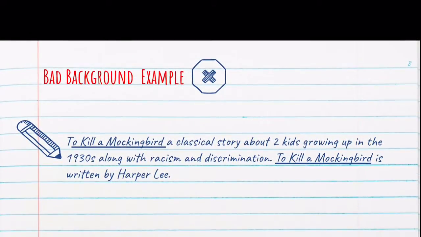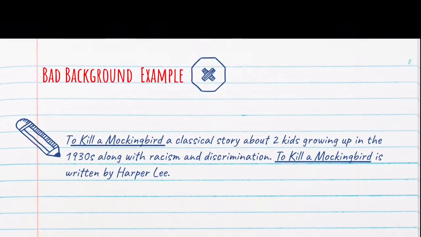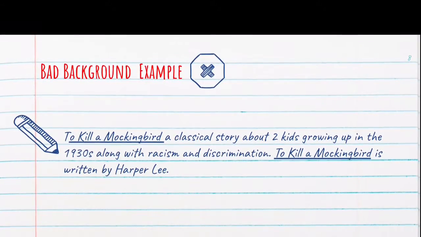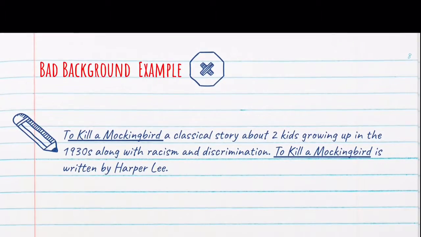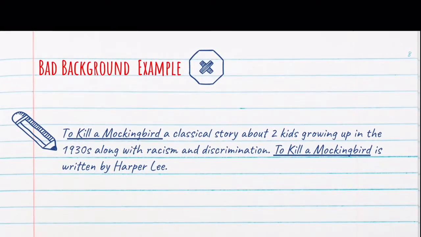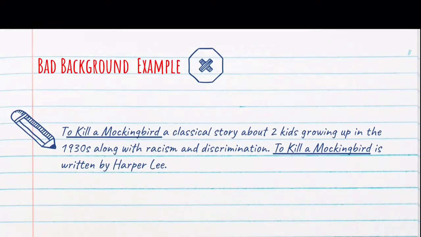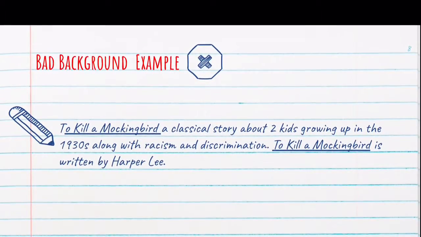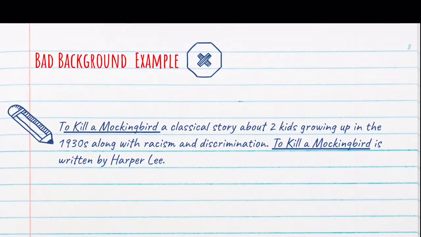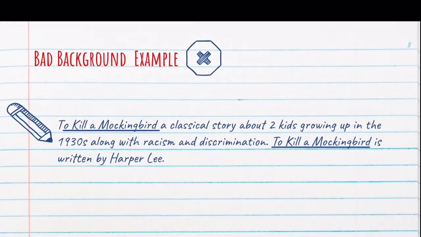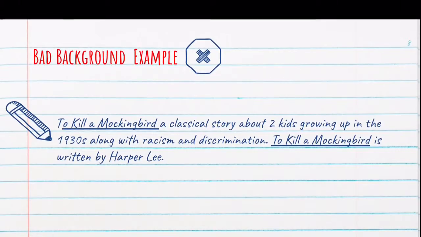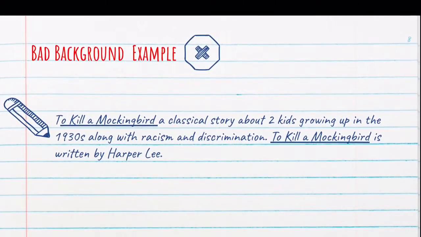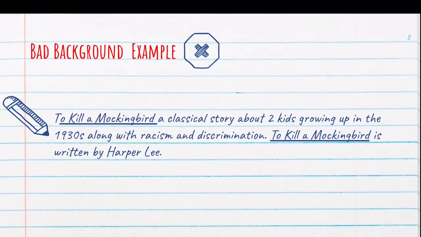Let's take a look at our background example. It says, To Kill a Mockingbird, a classical story about 2 kids growing up in the 1930s, along with racism and discrimination. To Kill a Mockingbird is written by Harper Lee. What do you guys think about this background? Well, the first thing that I notice about this is that it doesn't give me a genre. Classical is not a genre, so we want to make sure that we add fiction. We also notice that it's only 2 sentences, and they repeat the title of the book twice. We want to make sure that we give a little bit more background about what the book is actually about. And if I'm being nitpicky, it says 2 and it gives me the number 2. I want to make sure that I spell that out in a formal essay. Go ahead and check your background now.